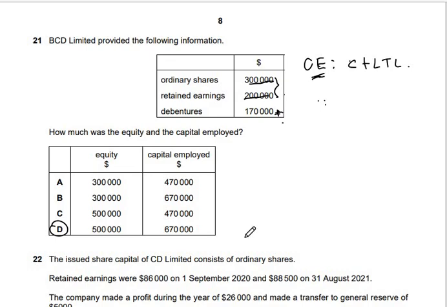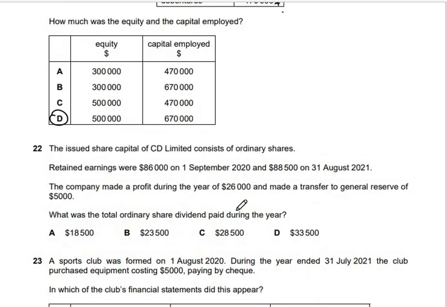All right? Good. Now, 22. Question number 22. The issued share capital of CD Limited consists of ordinary share, retained earnings 86,000 on 1st September 2020, and 88,500 on 30th August. So this is the retained earnings at the end. This one is at the beginning. The company made a profit during the year of 26,000 and made a transfer to general reserve of 5,000. What is the total ordinary share dividend paid during the year?